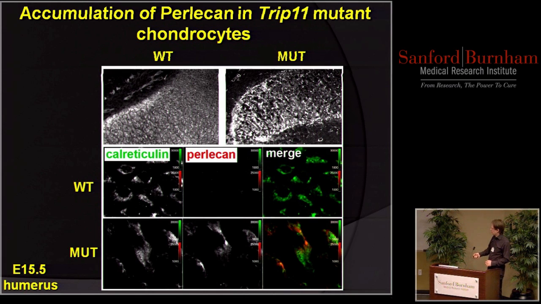And when you look at the confocal microscopy of the wild type and mutant cells, you can see that the red signal, which is the perlecan, will, in the merged picture at least, overlap with the green signal of calreticulin, which is an ER lumen marker. So perlecan gets stuck in the ER. Now, perlecan is produced at high levels by chondrocytes, but it's also produced by osteoblasts, and it's a prominent component of the basement membrane of the epidermis.